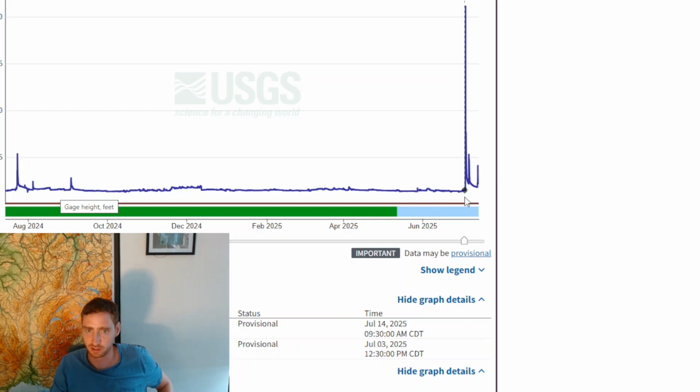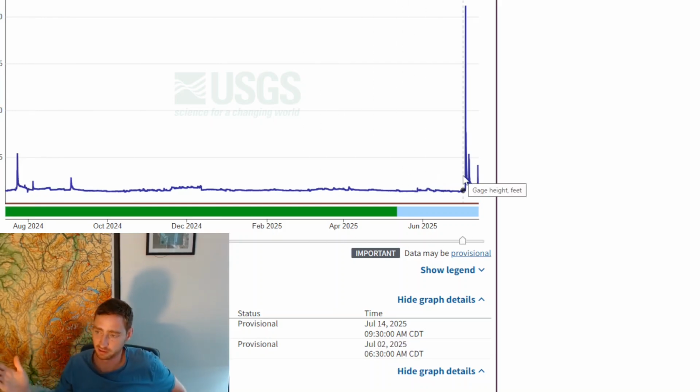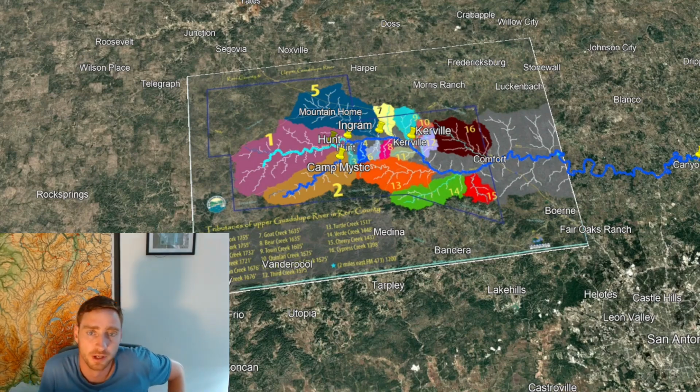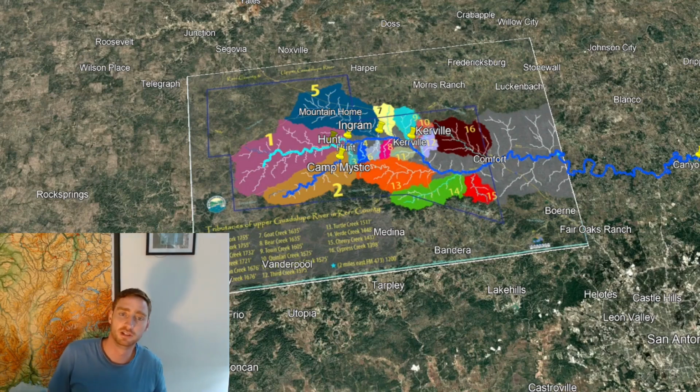So this gives you some sort of size reference. The biggest storm that happened last year was about 5 feet, while the one that happened on the 4th of July was over 20 feet. So you can imagine this is an enormous increase in the normal discharge of this river.